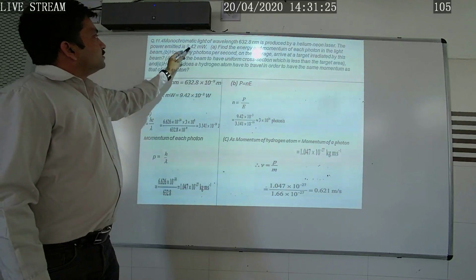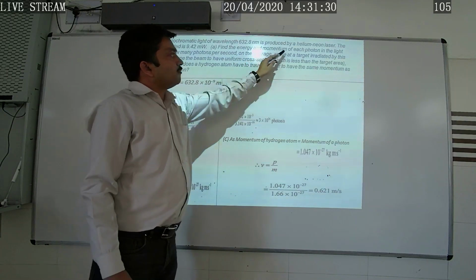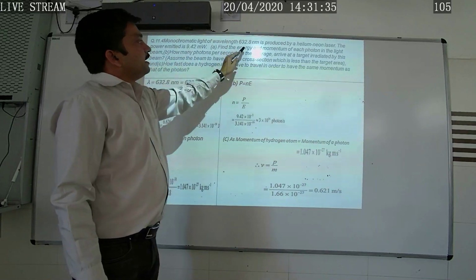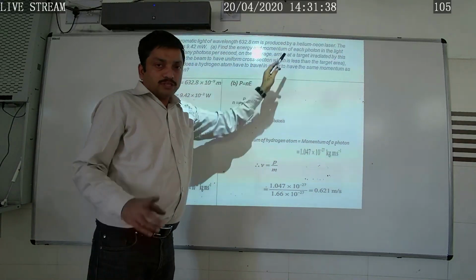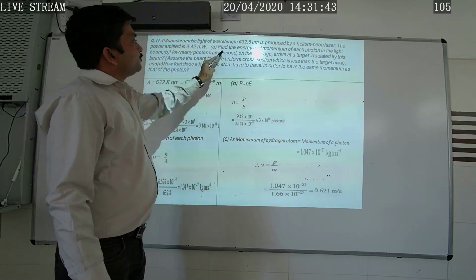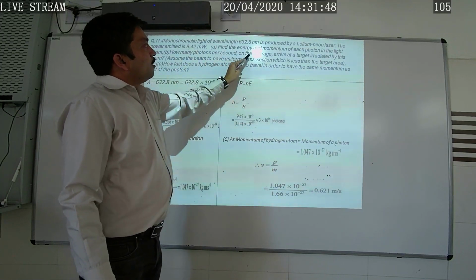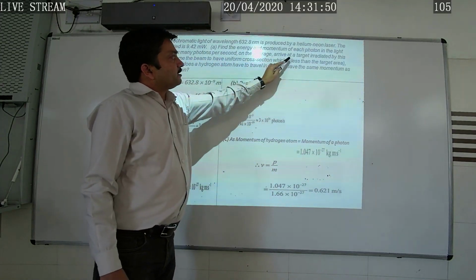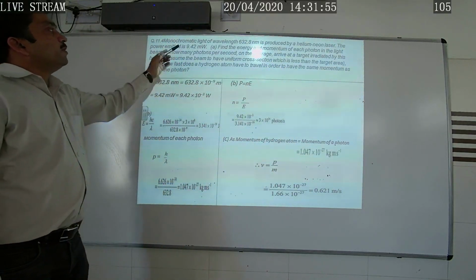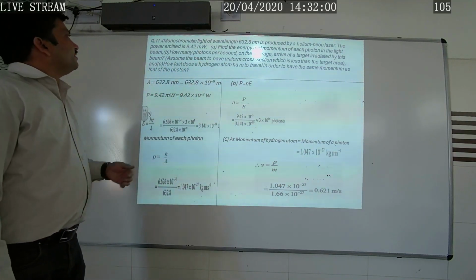The power emitted is 9.42 milliwatt. Find the energy and momentum of each photon in the light beam. We want to find the energy and momentum of each photon. Further, in the B part it is asking how many photons per second on the average arrive at a target irradiated by this beam.